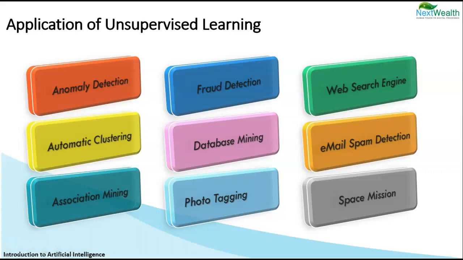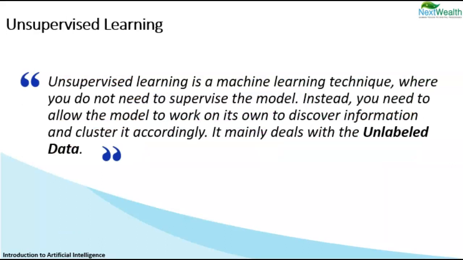Web search engine. One of the reasons why web search engines like Google, Bing and all work so well is because the system has learned how to rank the pages through a complex learning algorithm. And that brings us to the definition of unsupervised learning. Unsupervised learning is a machine learning technique where you do not need to supervise the model. Instead, you need to allow the model to work on its own, to discover information and cluster it accordingly. It mainly deals with unlabeled data. With this, we conclude unsupervised learning.